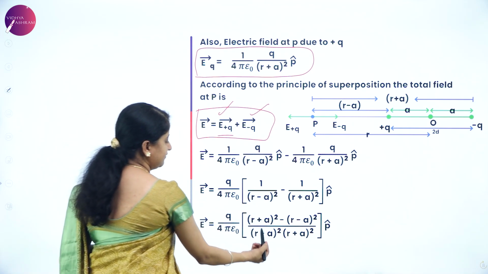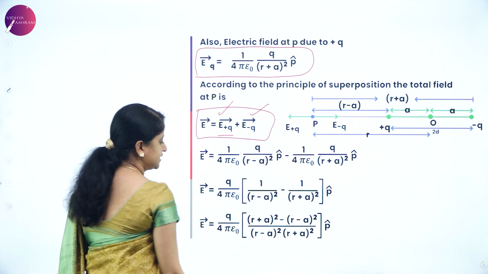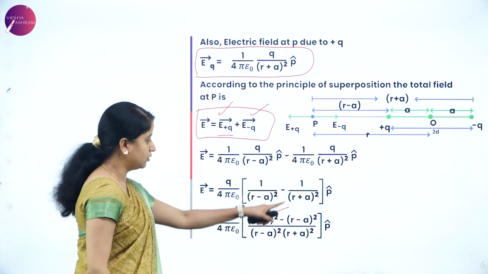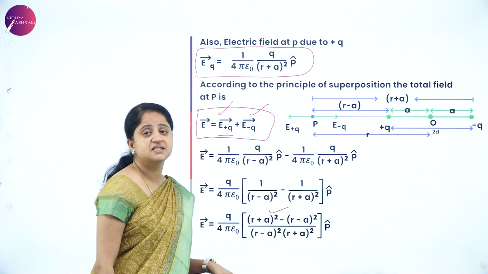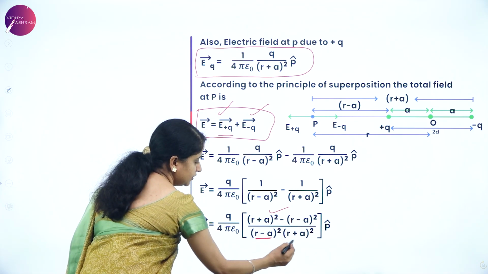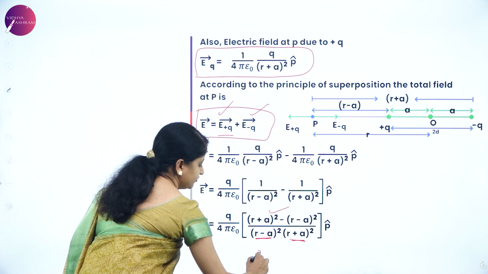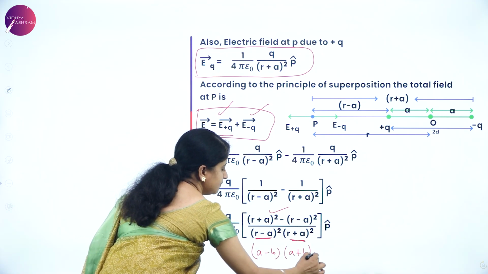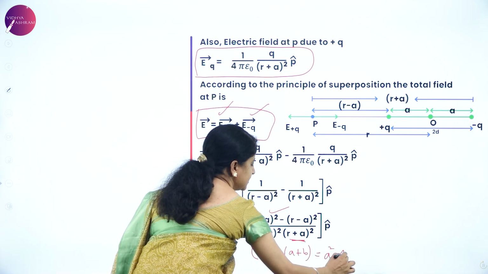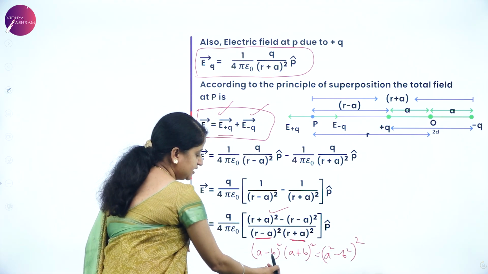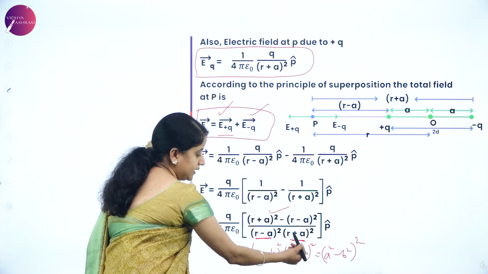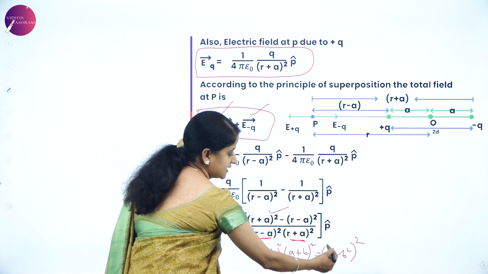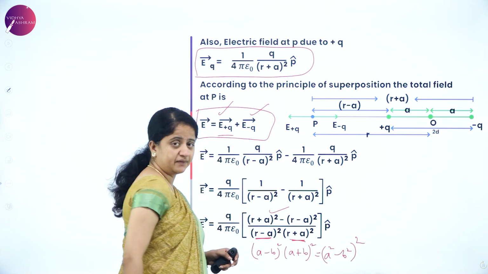Now in the denominator we have (r minus a) the whole square and (r plus a) the whole square. So taking LCM in the numerator we get (r plus a) the whole square minus (r minus a) the whole square. Just look at these two expressions. It is of the form (a minus b) into (a plus b). So what is (a minus b) into (a plus b)? It is nothing but a square minus b square. But we have (a minus b) the whole square into (a plus b) the whole square in the above expression, so we can write it as (a square minus b square) the whole square.